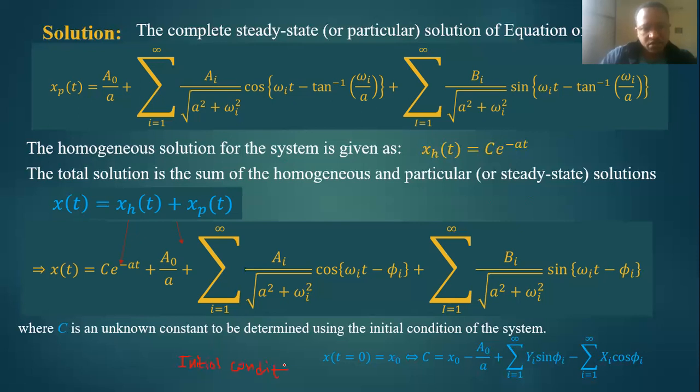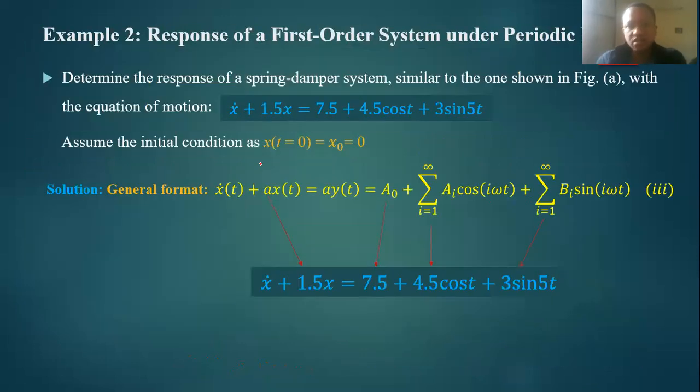Okay, great. So let's go to some example here. Example 2. We directly use this equation, which means most of the terms are already there, so it is not as complex as we expected. Determine the response of a spring damper system, similar to the one we have seen in the first case. Assume the initial condition x of t equal to 0 is equal to x naught, which is 0.